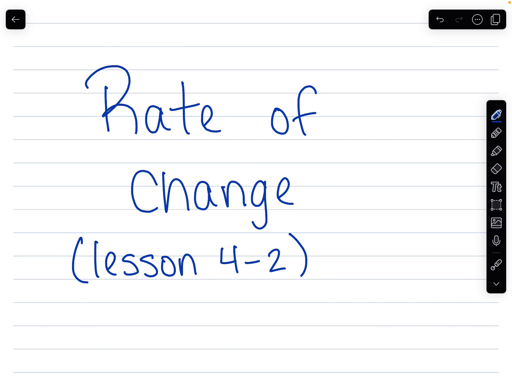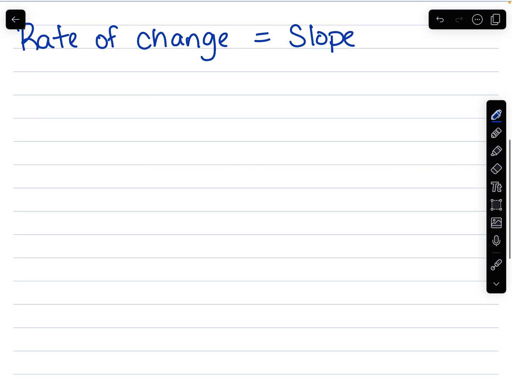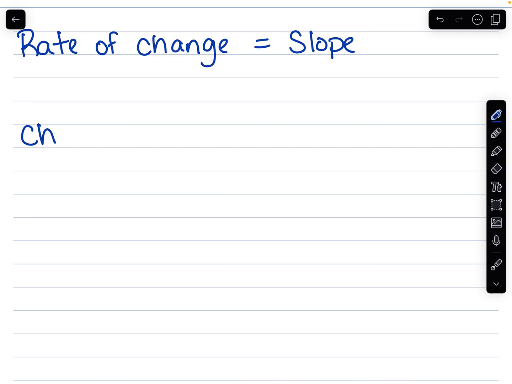But what rate of change is, it's a change of how one quantity changes with respect to another quantity, okay? So we're going to write a few things down of what rate of change is. So rate of change, same thing as saying slope, okay? Now, how we're going to look at this specifically today is the change in y over the change in x.